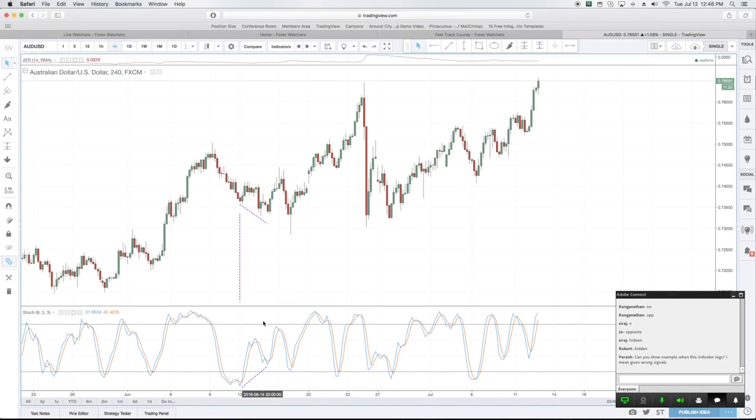So, can you show an example when the indicator lags? I mean, gives wrong signals? Well, right here. When this market is going down, here the indicator is not going down. It's actually making a higher low. So one thing when you do your divergences is, if you connect the lows on your price, make sure you connect the lows on your indicator. Don't connect the highs on the indicator. You do the exact same thing down here, and usually in the exact same area or vicinity.